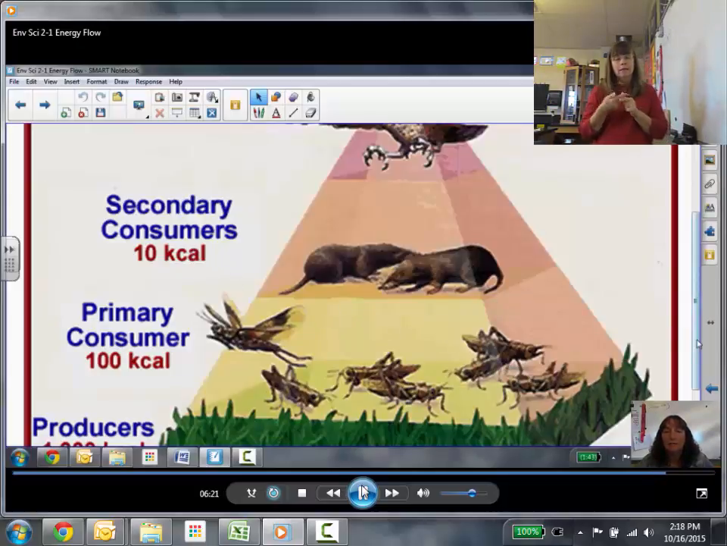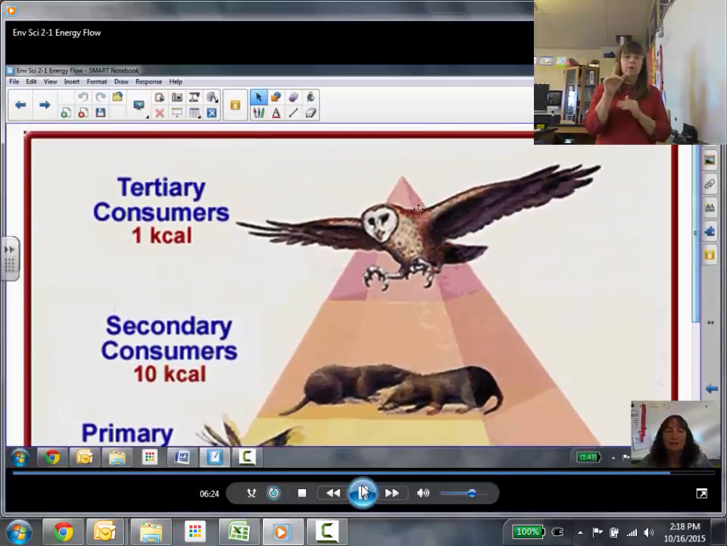Then when we get up to what's called the tertiary consumer, up here with the owl, that eats the shrew, it only gets 1 kilocalorie of energy from each shrew that it eats, because again, the shrews are using most of that energy for their life processes.